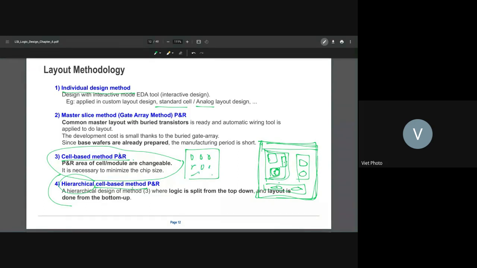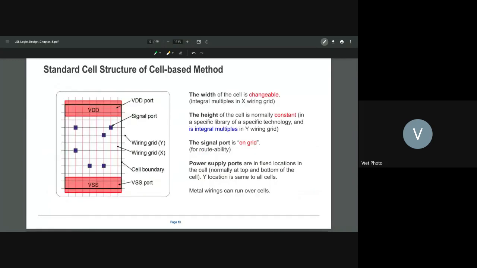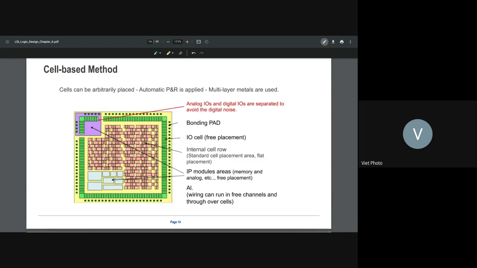That's a simple cell-based method. But in real life, that's this one. So let's go to what is the standard cell structure of the cell-based method? What is a cell-based method first? The cell-based method, I think it was explained before. Let me see. I think it's this one.